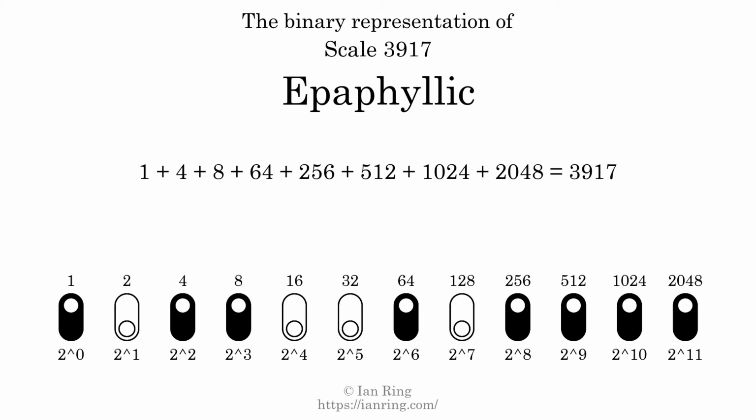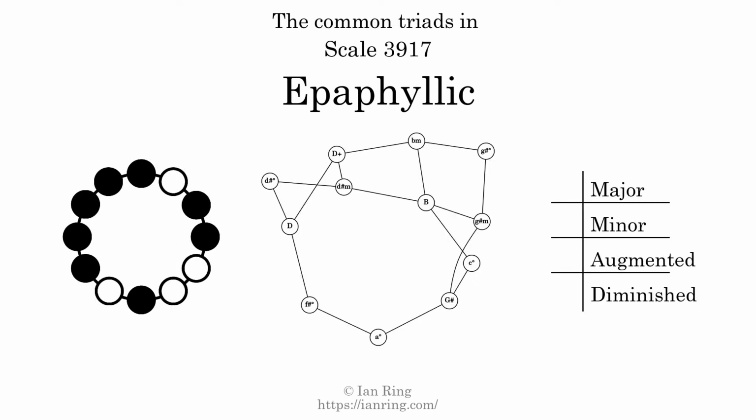That is why the scale number, in decimal, is 3917. The scale number not only enumerates the scale with a unique index, but it also literally describes the tonal content of the scale. Represented as a binary number in base 2, the scale number is 111101001101. Here are the common triads present in this scale.